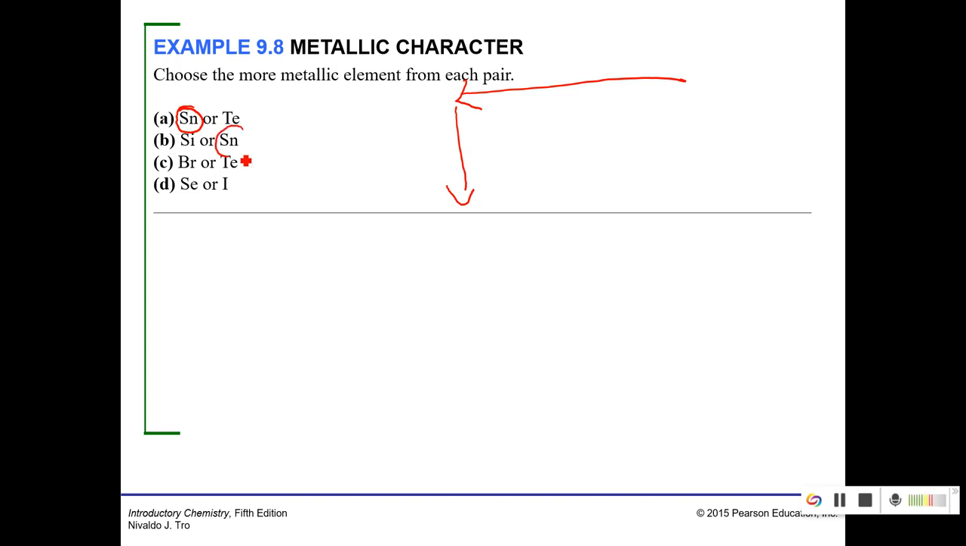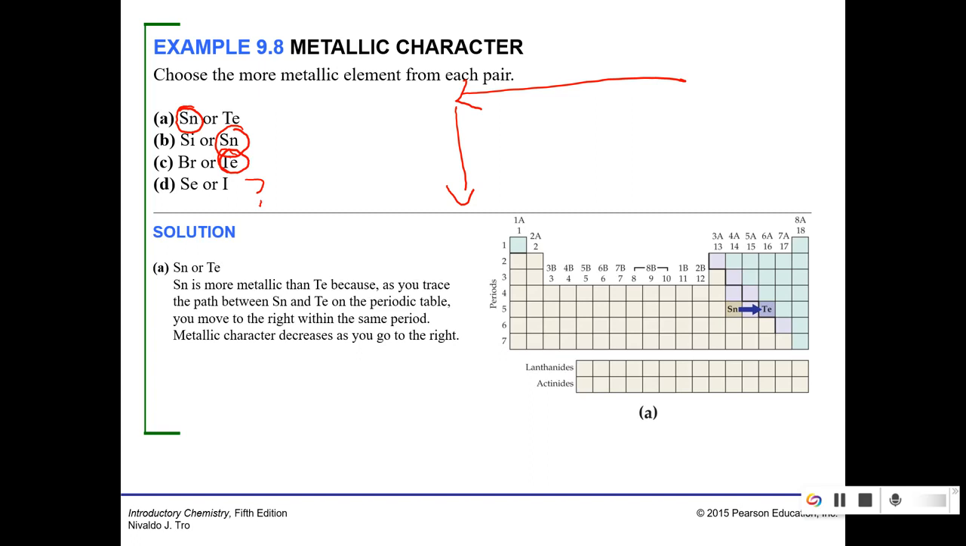Silicon and tin. Silicon is a metalloid, tin is a metal, so tin is our more metallic character. Bromine and tellurium. Tellurium is a metalloid, so it has more metallic character than our halogen. Then we've got selenium and iodine. Okay, we can't tell because they're that opposite diagonal. Again, I'm not asking any of the opposite diagonals on the test day.